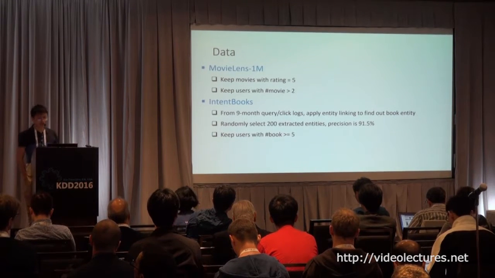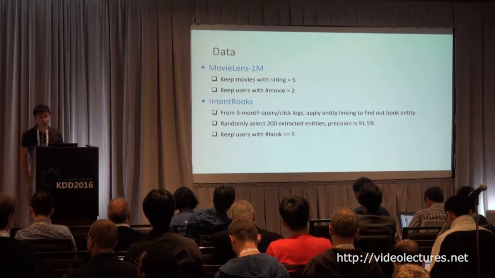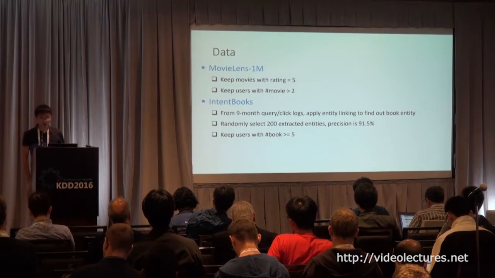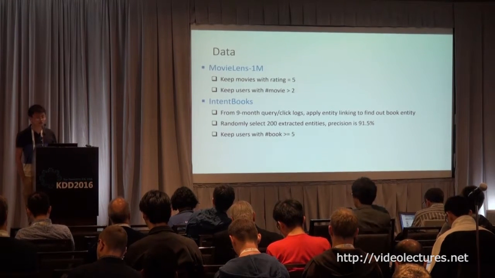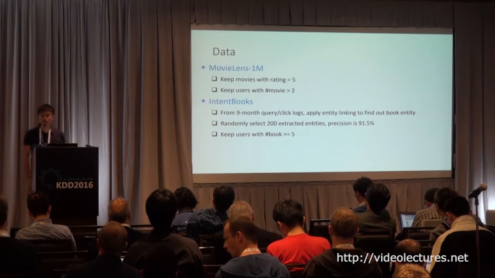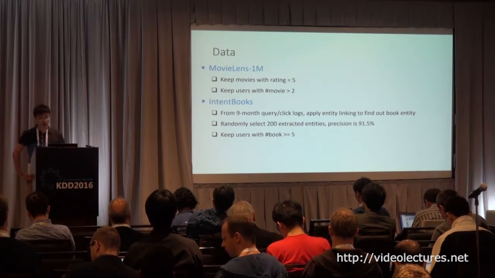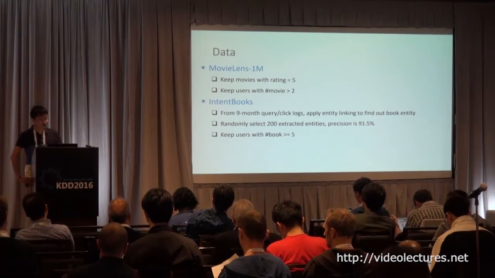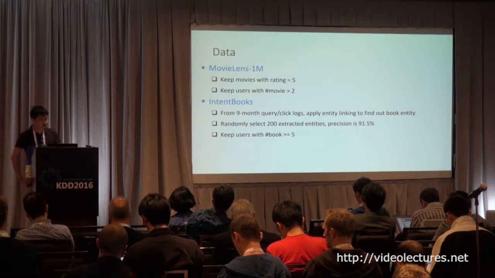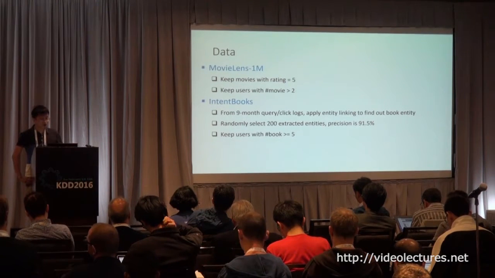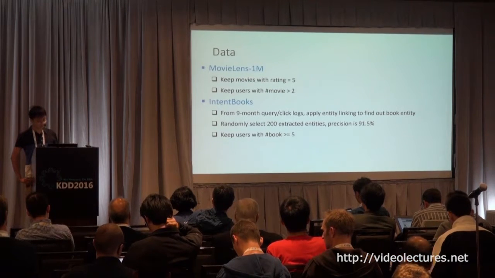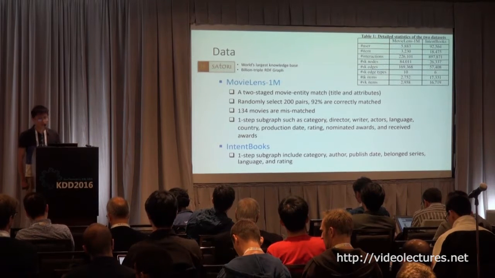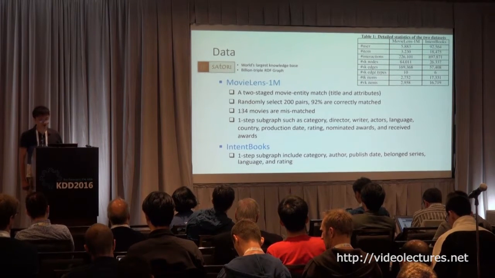First, we apply entity linking to find book entities from these logs. To evaluate this entity linking method, we randomly selected 200 extracted entities, and we found that the precision is more than 90%. And we think this result is good enough for later experiments. And also, we only keep users with more than 5 books. For both datasets, we use Microsoft's knowledge base Satori.